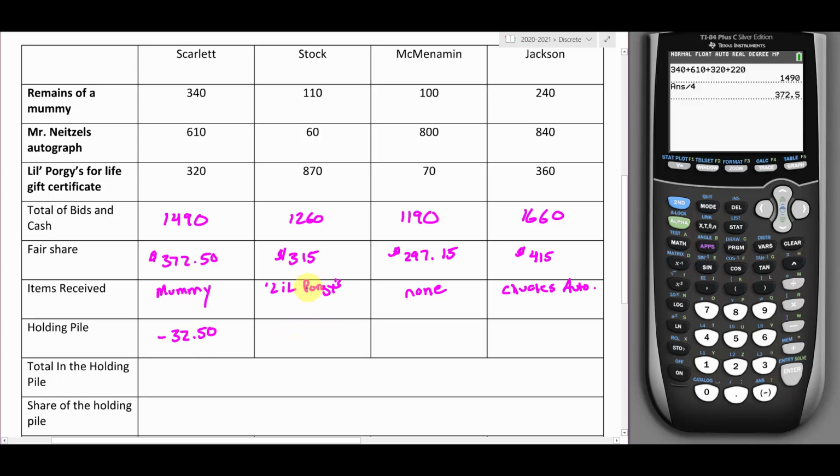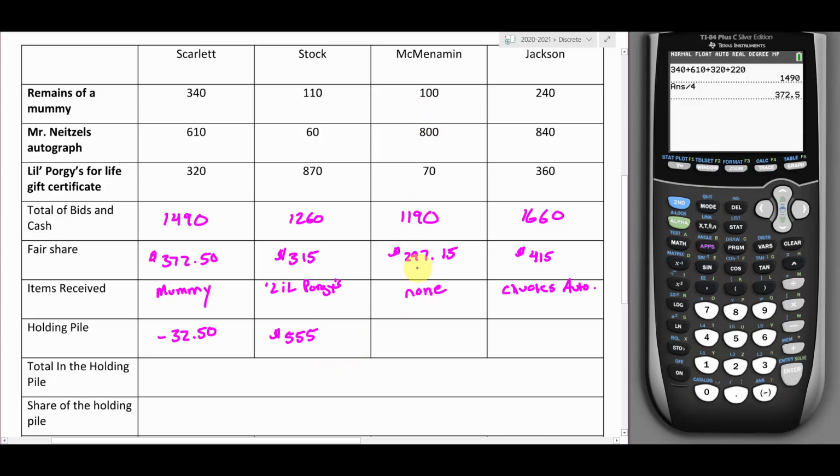All right, let's do it again for Stock. Stock got the Little Porgies. That was worth $870 in his eyes. His fair share was $315. So he got something that was worth way more than his fair share. So he's going to pay money into the holding pile. In fact, he's going to pay $555 into the holding pile, and that's going to be positive because he's paying it into the holding pile. So the holding pile receives $555.